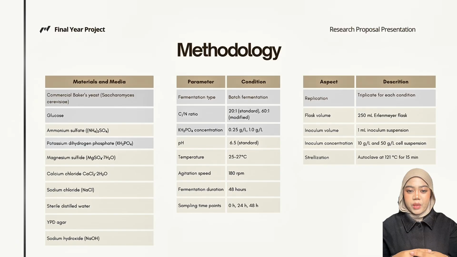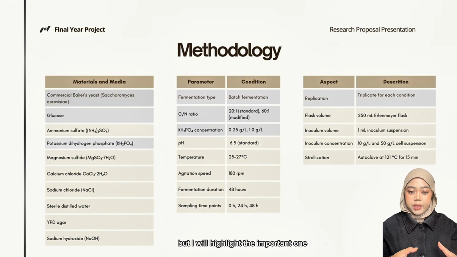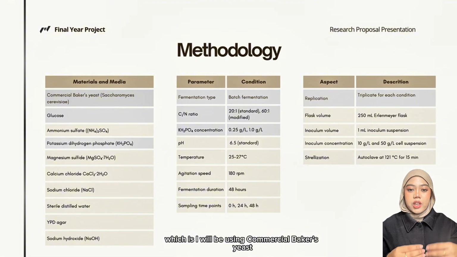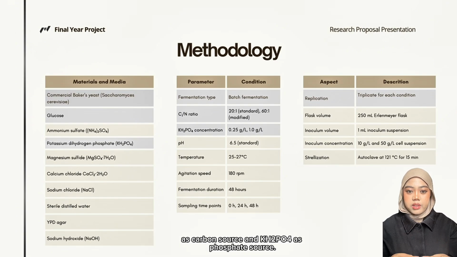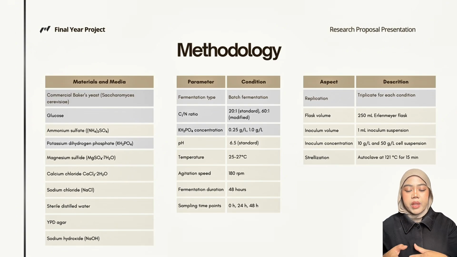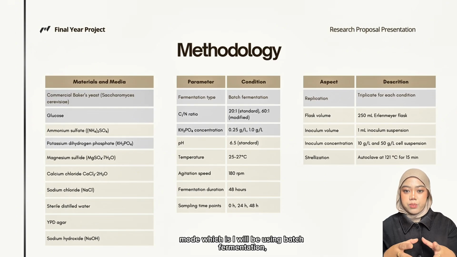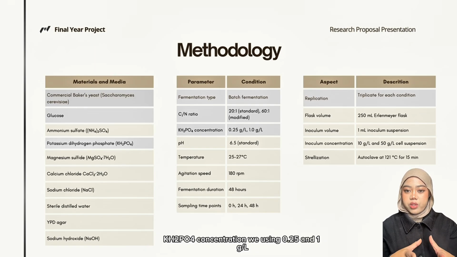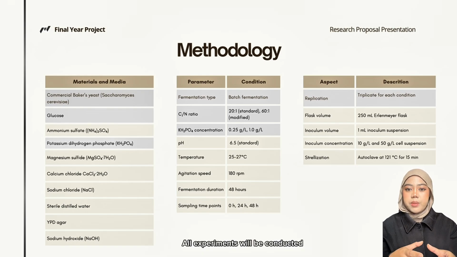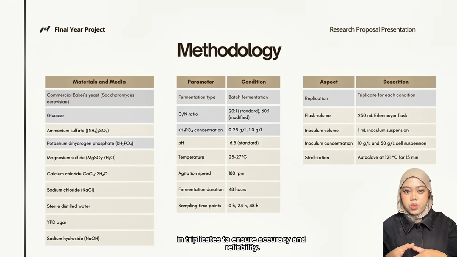treatment effect. For materials, there is a lot of materials that I will be using, but I will highlight the important one, which is I will be using commercial baker's yeast, which is Saccharomyces cerevisiae, glucose as carbon source, and KH2PO4 as phosphate source. The main variables include fermentation mode, which is I will be using batch fermentation, CN ratio 20:1 and 60:1, KH2PO4 concentration, we're using 0.25 and 1 gram per liter. All experiments will be conducted in triplicates to ensure accuracy and reliability.